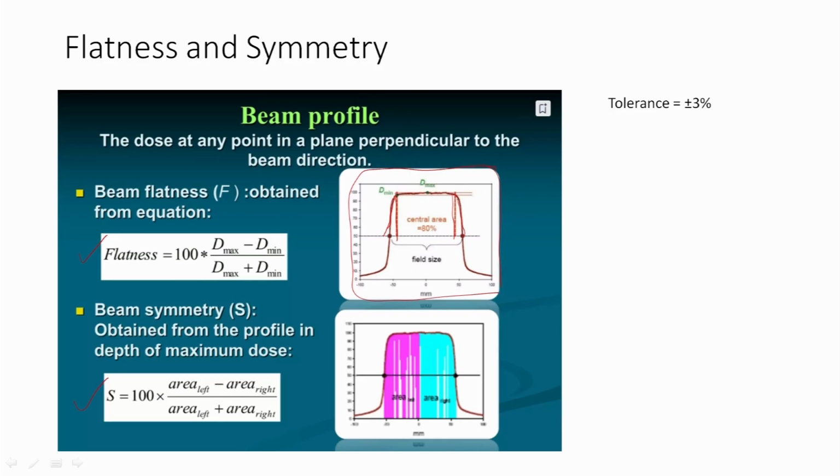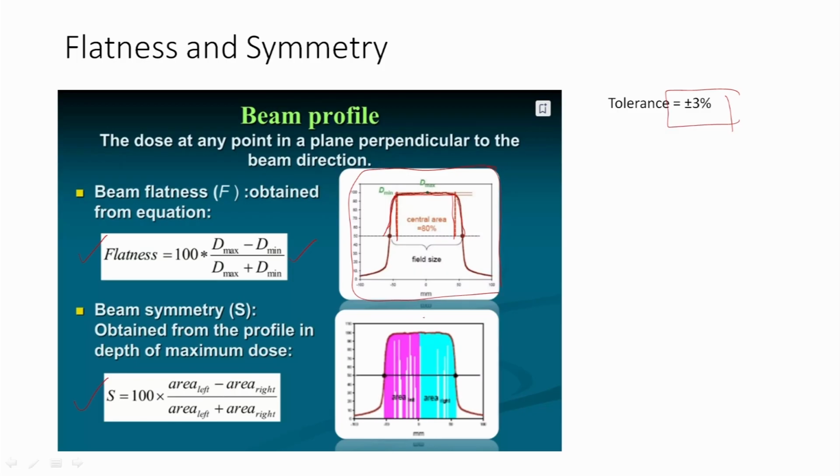So the central region of 80% area needs to be found, in which the point of max dose and the point of minimum dose have to be chosen with the help of software, and this is generally calculated by the software. There is a manual process also, where you irradiate a film, then that film has to be scanned and analyzed with the help of software. But presently there is software which directly measures this profile and gives the value of flatness. And the tolerance limit for the flatness and symmetry is plus minus 3%.